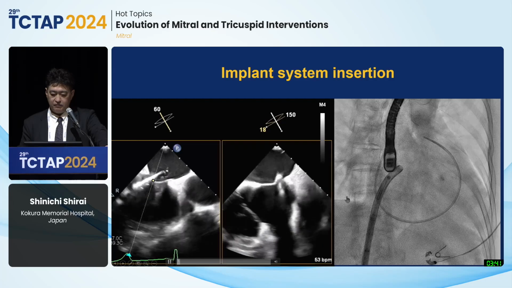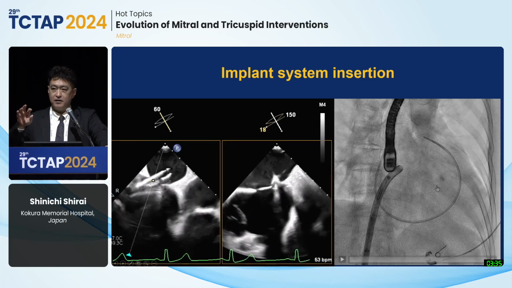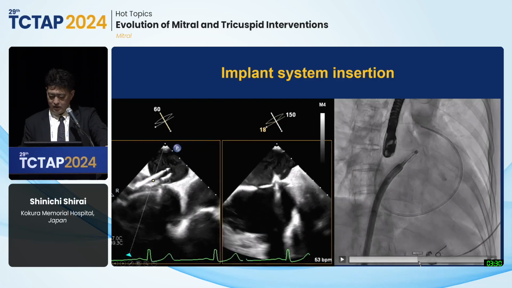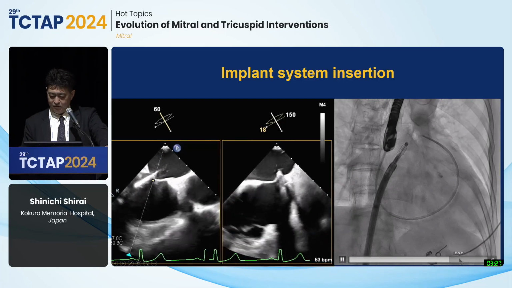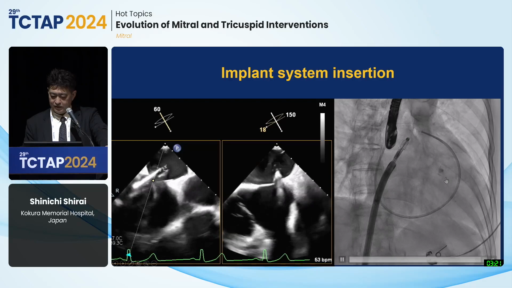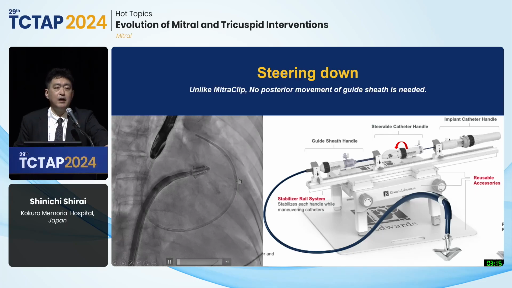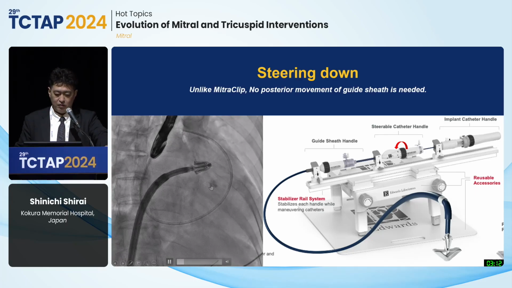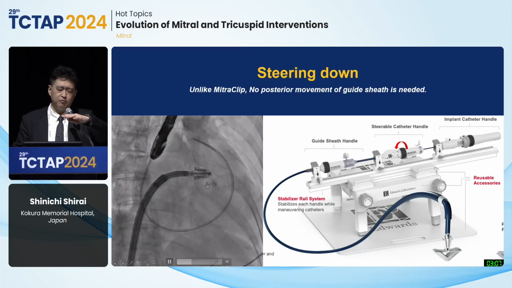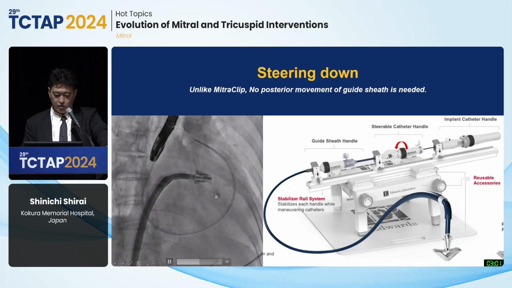So, for the implant system insertion, it is a little bit longer device, because of the elongated position. The device was inserted into the LA in the elongated position. Then we need to shorten the device and then insert the clip. But one step is usually omitted, because the device should be parallel to the mitral valve, but we usually skip it.